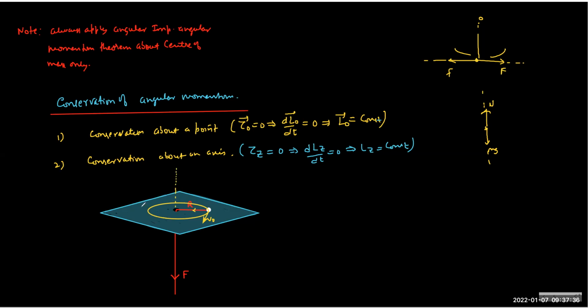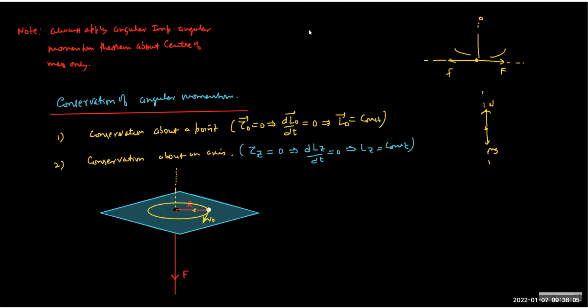If I choose this axis, then we can say that the tension will also intersect this axis. And therefore, about this axis, not just normal and mg, even the tension cannot produce torque. So now we can realize that about this axis, the net torque of every other force is zero.